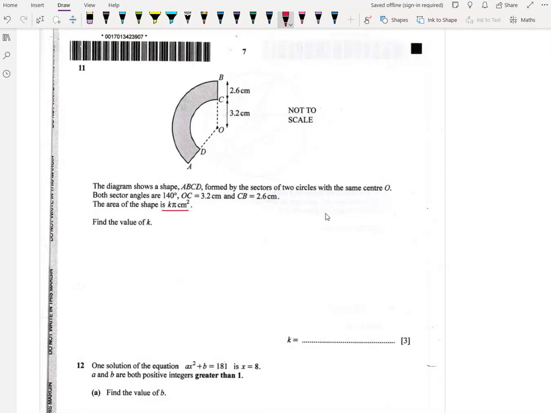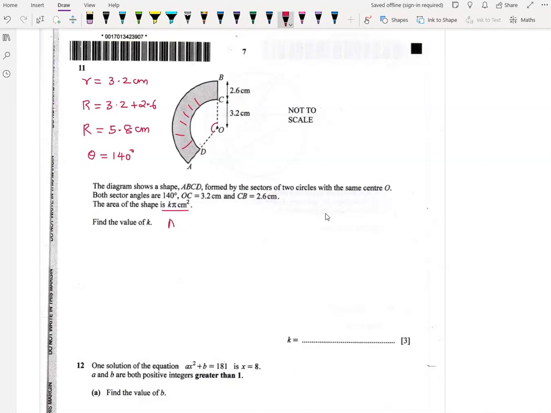So if you see, there are 2 sectors here, sector OCD and sector OAB. So the radius of the smaller sector, which is OC, is 3.2 centimeters. Radius of the big sector, that is OA, is 3.2 plus 2.6. So radius of the big sector is 5.8 centimeter. Also the sector angle here is 140 degree. So theta is 140 degree. Now to find the area of the shape, which is this shaded part, we will do area of big sector minus area of small sector.